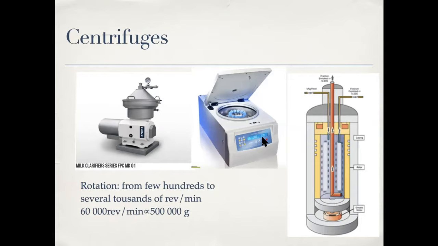Probably already in ancient times, people learned that by rotating a container with milk, they can separate a part of the fat from the milk. And this is used until today. If you go to the supermarket, you have on the shelf milk which has a different percentage of fat in it, 2%, 3.5%, and so on. I believe commercially only these two are sold, but probably they can produce milk with no fat at all.